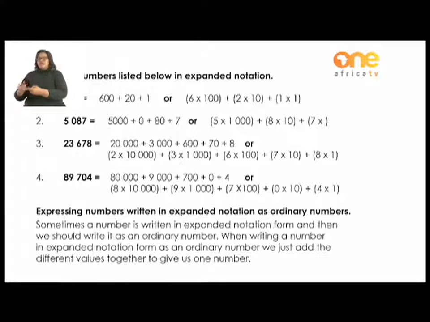So this is where they give us the number and they want us to write it in expanded notation. Now let's see. They also say expressing numbers written in expanded notation as ordinary numbers. Now sometimes a number is already written in expanded notation form, and then we should write it as an ordinary number. When writing a number in expanded notation form as an ordinary number, we just add the different values together to give us one number.